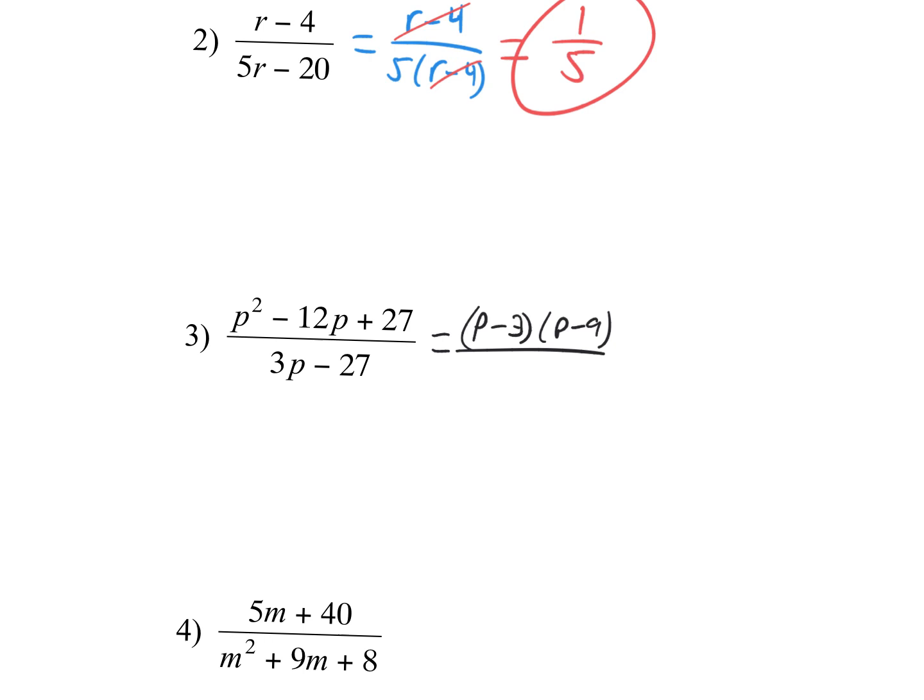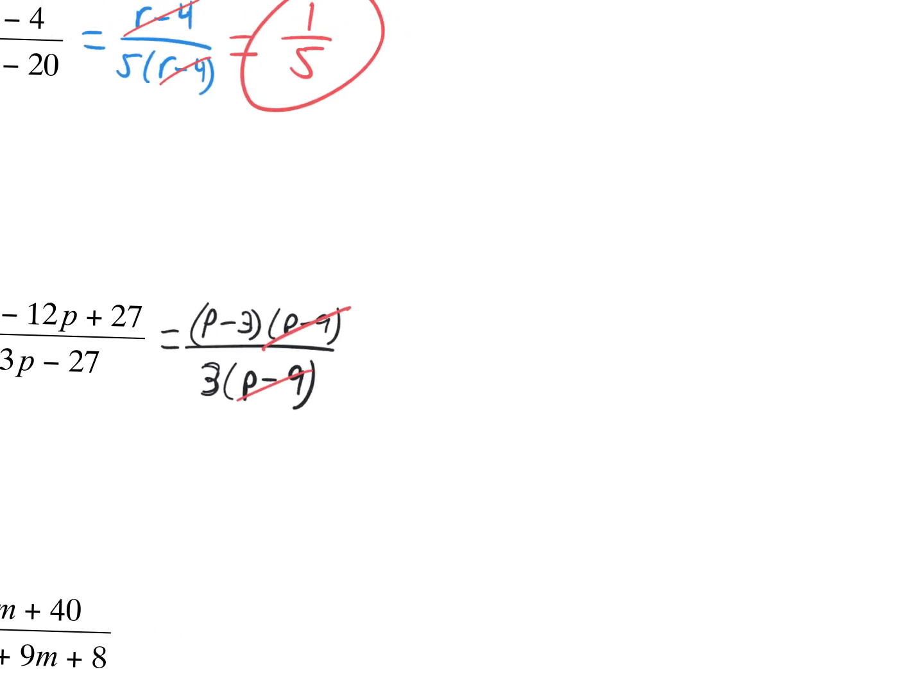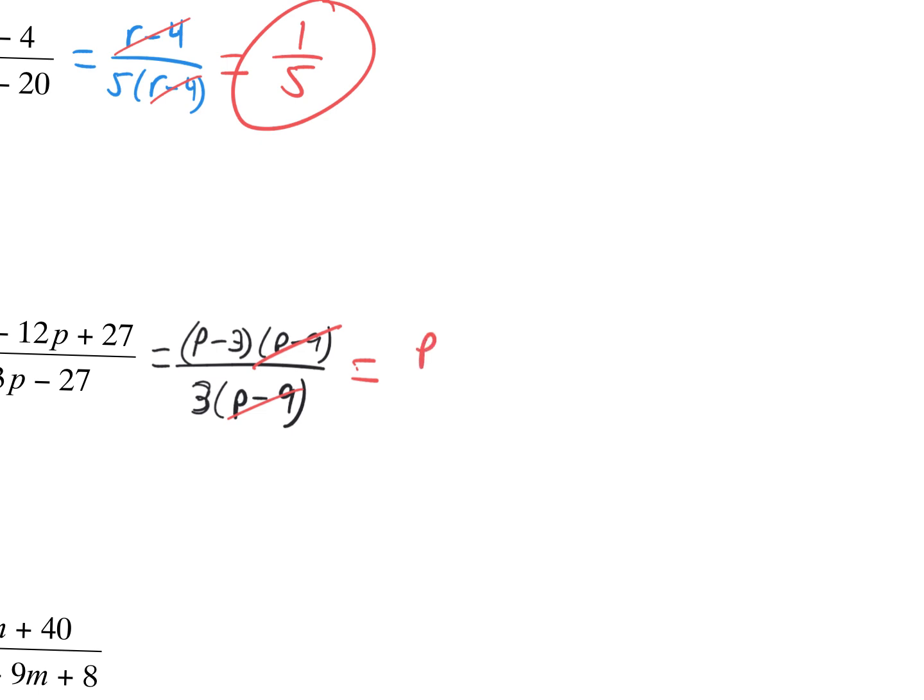And then on the bottom, you can take out a GCF of 3. So when you take out the 3, you're left with a p minus 9. All right, and then what cancels here is the p minus 9. P minus 9 cancels, so on the top, you're just left with the p minus 3. And on the bottom, you're left with just a 3.